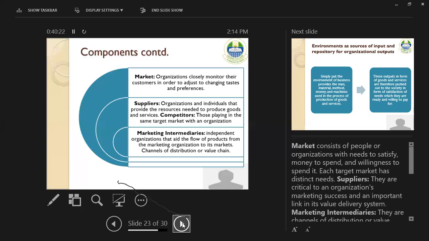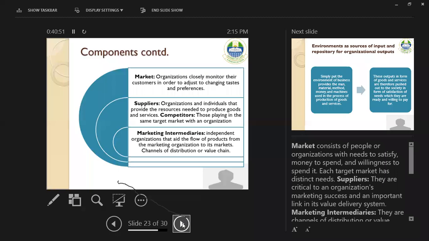When we talk about market, we are simply looking at your customers. You must closely monitor what your customers are doing. Supposing they have changed their tastes and preferences, supposing they are complaining about your product, supposing there is an extension of the product they want you to do. So your market is very, very close to you, because if you miss them, then what's the essence of your existence? So the market, the customers, are very important.